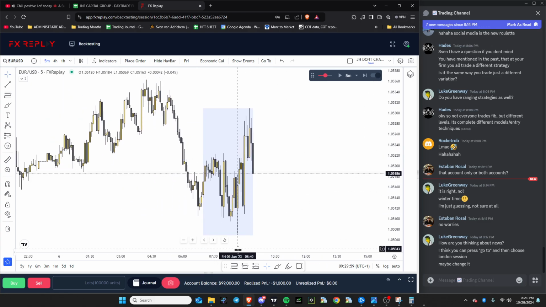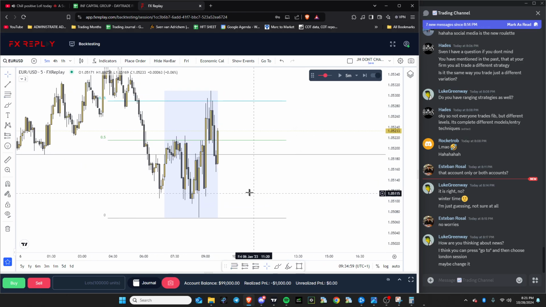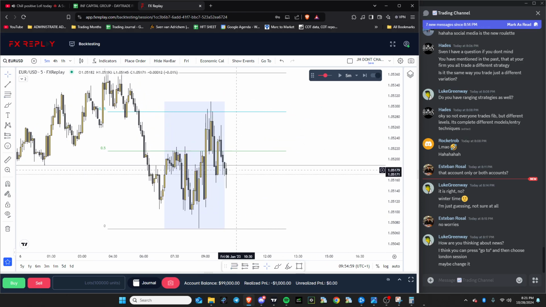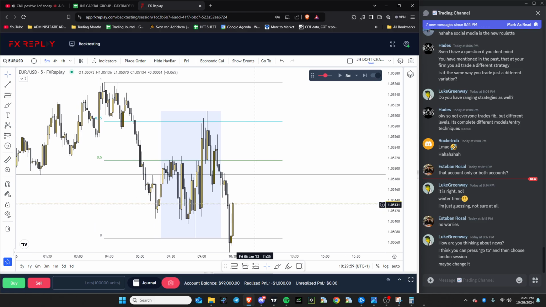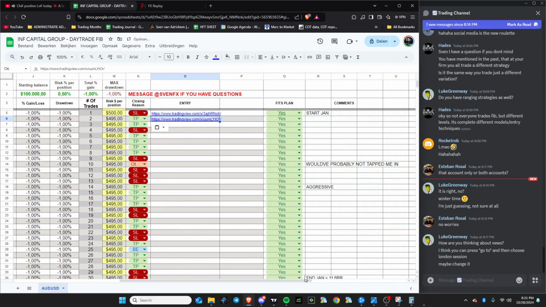Oh shit, we missed our first one actually. This would have been a valid short trade. That would have been a risk-free trade by now. That would have been a first win. Miss.